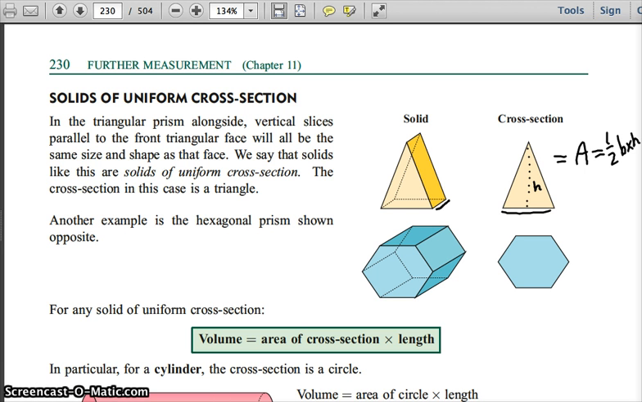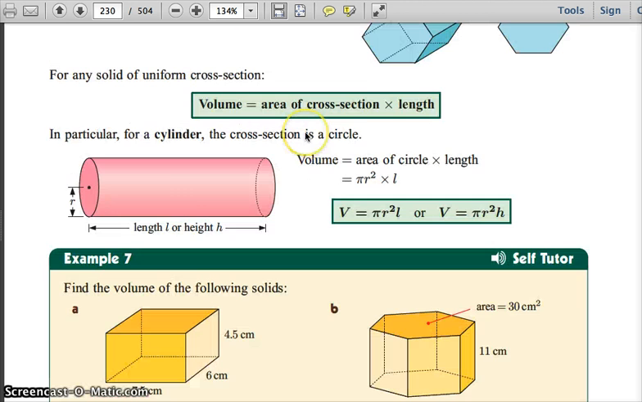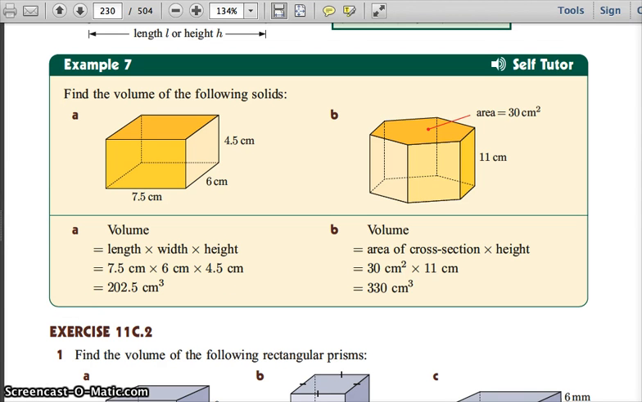Okay? So every time, just think of it as a block of cheese or a block of butter or whatever. If you were to slice a knife through there, you would end up with a uniform shape that looks like that. And if you could calculate the area of the face, the area of the cross-section, and multiply it by the length, you're going to get the volume or the amount of space that that unit takes up. Alright? So, when we apply that to some questions, there's a question there.